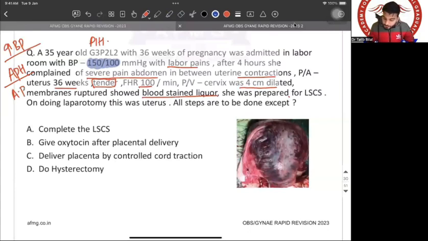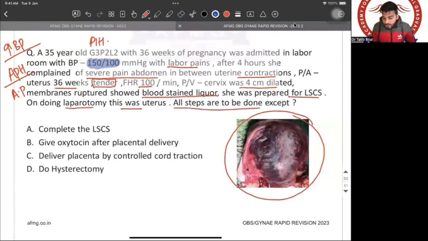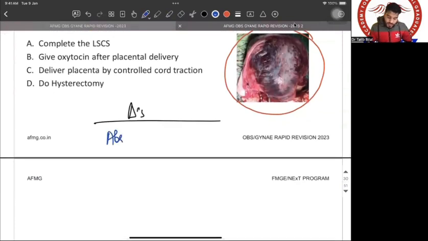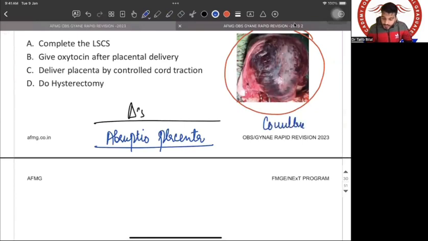She was prepared for LSCS. Baby going into distress, she was prepared for LSCS, and on doing laparotomy, this was the uterus. This is the picture of the uterus. All steps are to be done except. So what is your diagnosis? First of all, guys, very easy to crack this diagnosis. The diagnosis is abruptio placentae, and this type of uterus is called Couvelaire uterus.